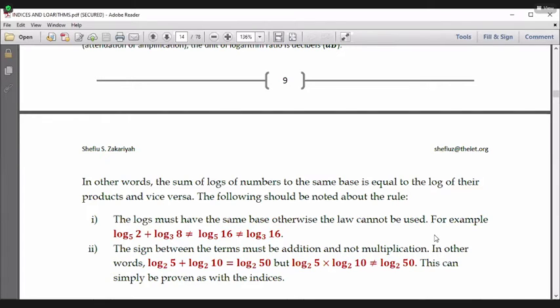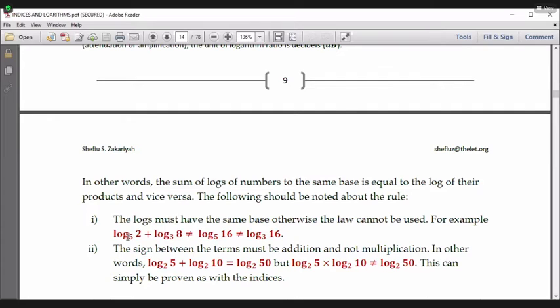It is saying, number 1, the logs must have the same base. Otherwise, the log cannot be used. Just like I was telling you the other time with the so-called indices. So that if I have log to base 5 of 2, plus log to base 3 of 8, it is not the same as log to base 5 of 16.